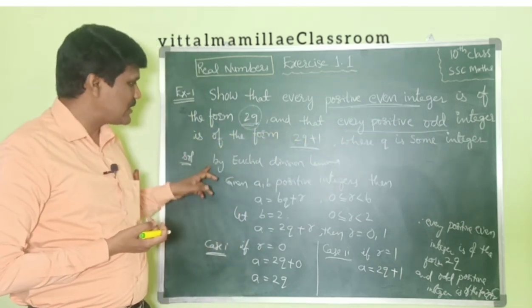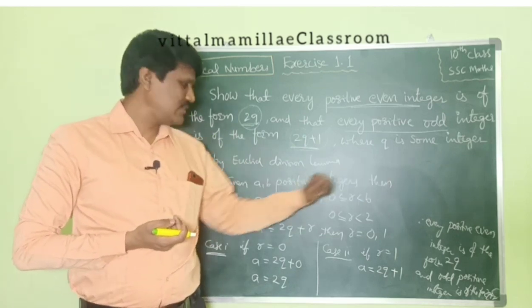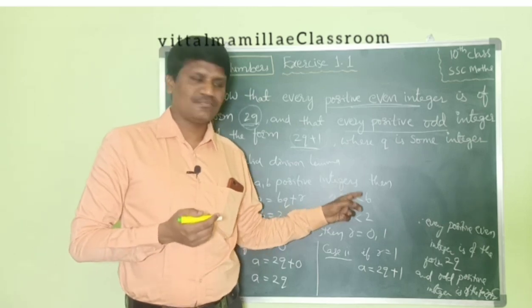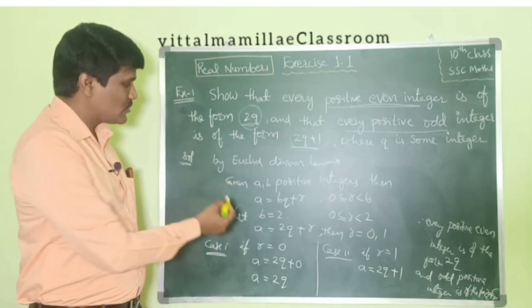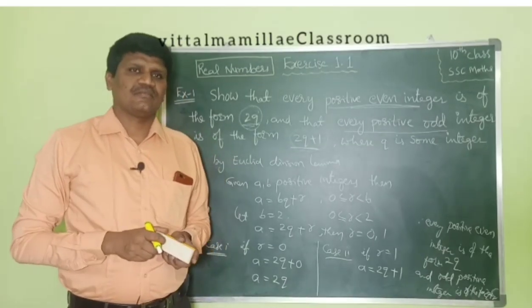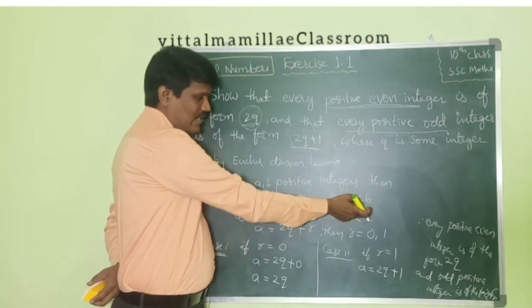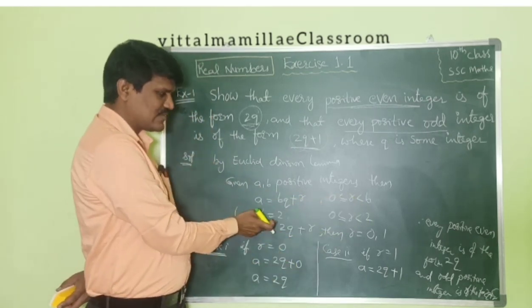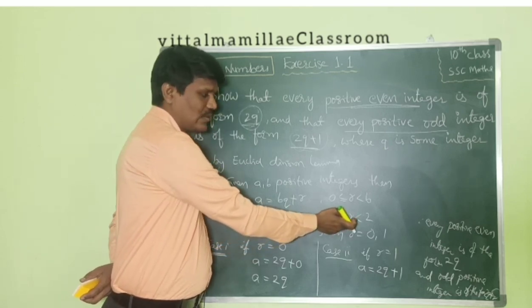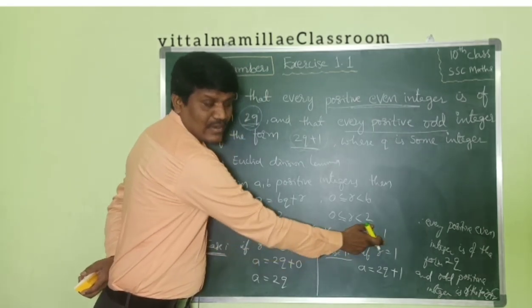So what we have taken by Euclid division lemma, we know that a, b are two positive integers, then a is equal to bq plus r, and the condition 0 less than or equal to r less than b. So whenever we get the question as 2q, a is equal to bq plus r, 0 less than or equal to r less than b. Let b be equal to 2. If b is equal to 2, r less than b means 0 less than or equal to r less than 2, which is nothing but r is equal to 0 and 1.